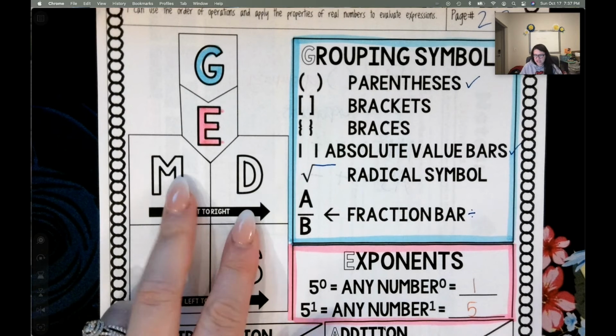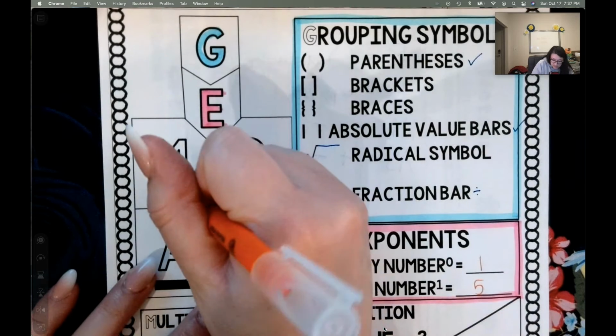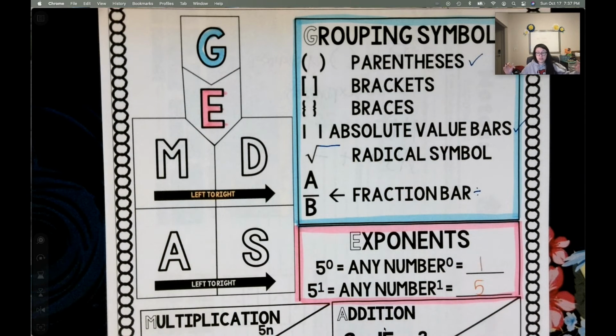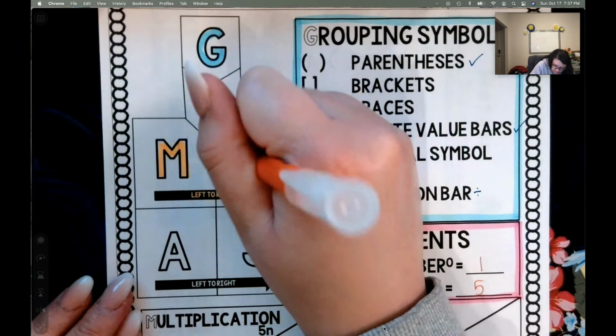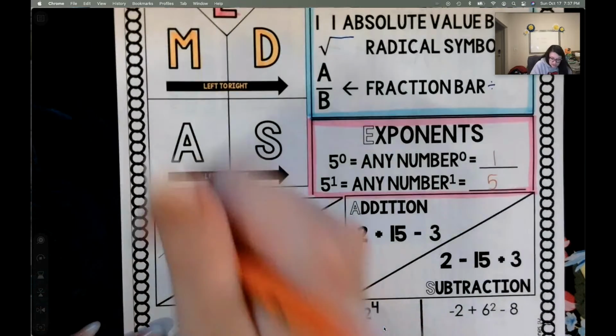MD, why are multiplication and division on the same line? Why do those go together? Yeah, multiplication and division are on the same line because we do them left to right. We do multiplication and division all in one step. We just work going from left to right. Multiplication and division.